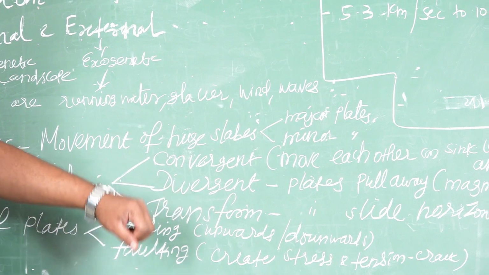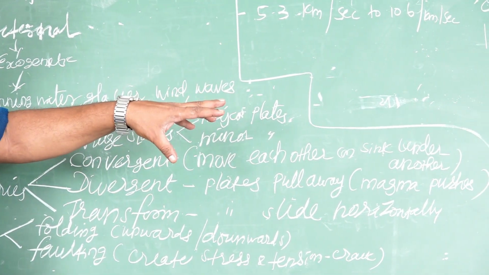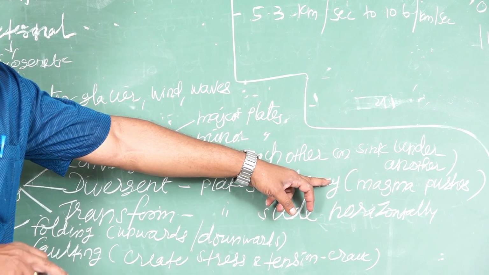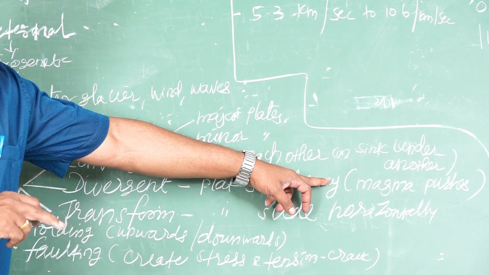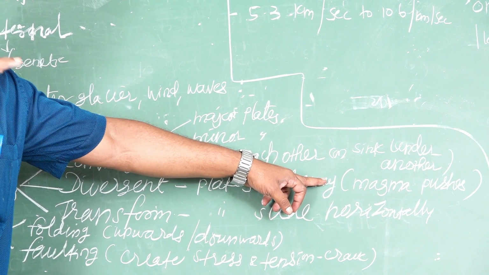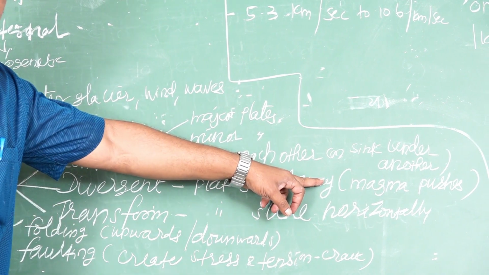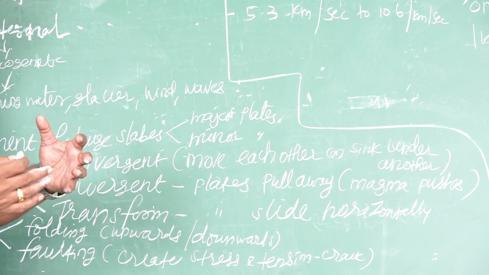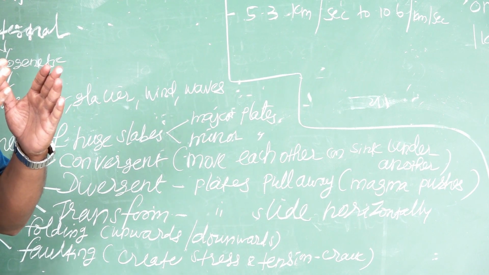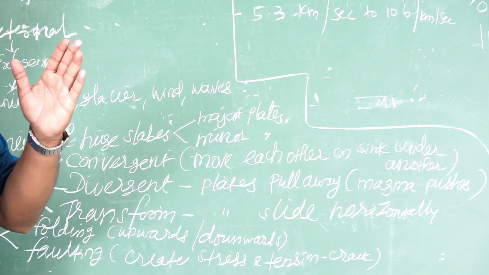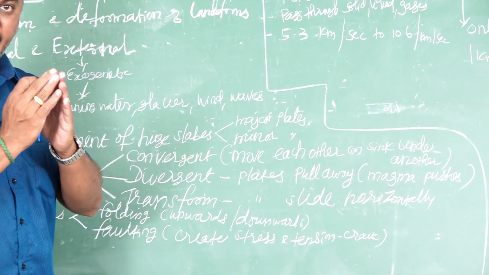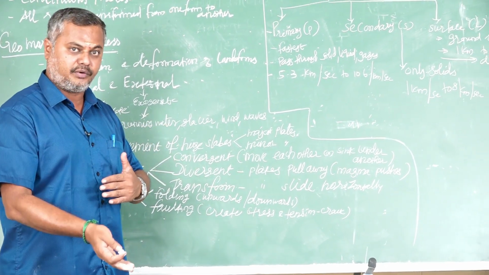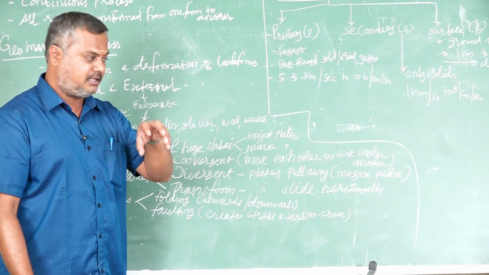Divergent boundary movement is where the plates pull away. The example is magma, the concept we have already seen. This is the hot molten liquid available inside the rock structure. When the plates pull apart, a crack forms in the rock, and with the help of the crack, the hot molten magma comes out of the surface and is called lava.